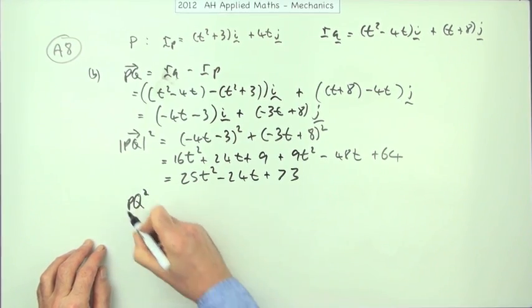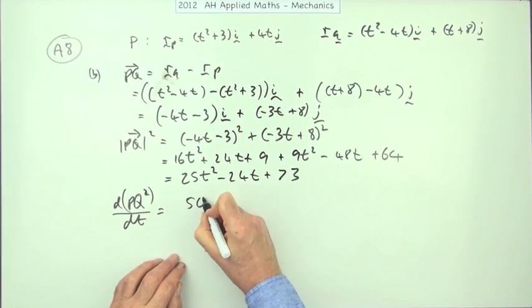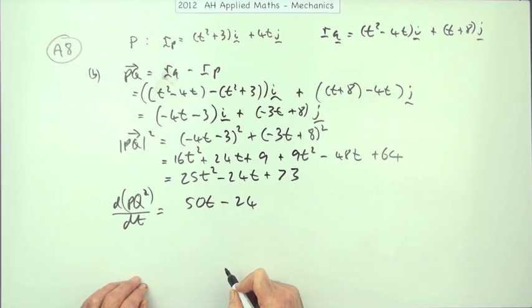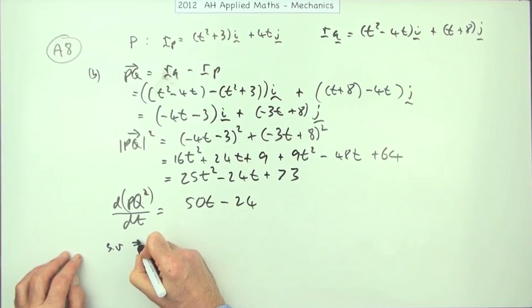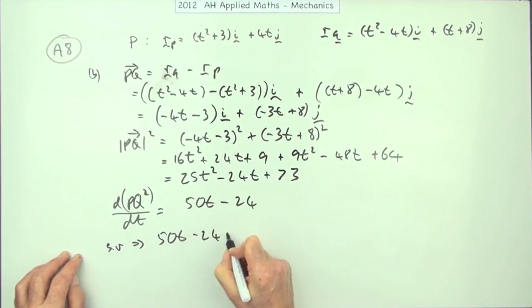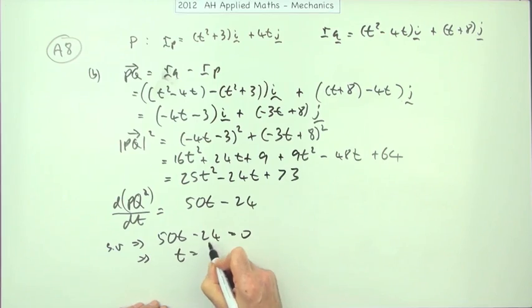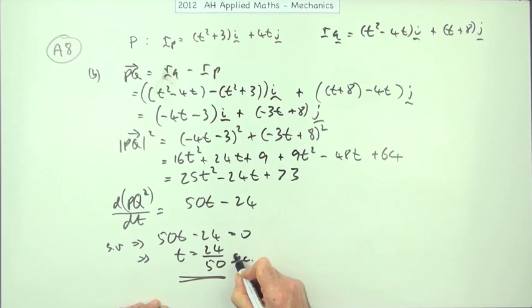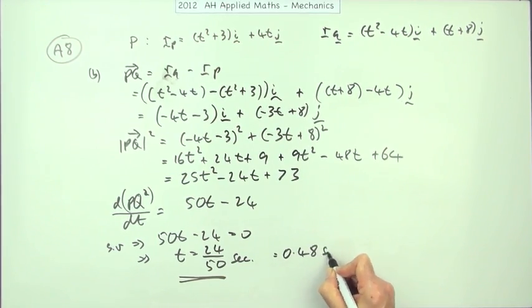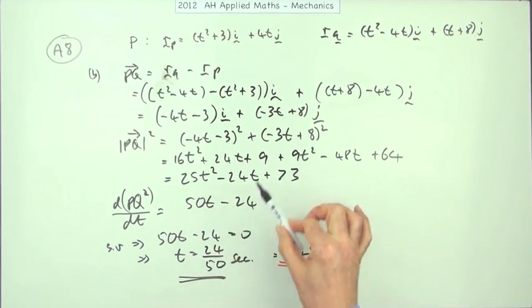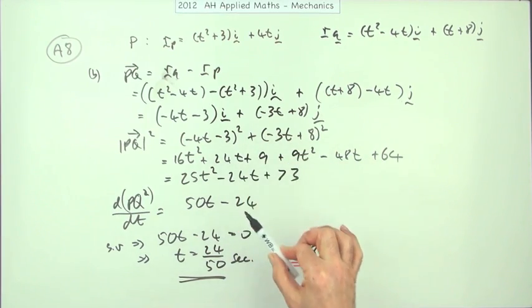squared. So if you differentiate that with respect to time, you're going to get 50t minus 24, and that will be at a stationary value. Stationary value means that 50t minus 24 is 0, which means that t equals, it's not very neat, 24 upon 50 seconds. Or if you like, doubling the two parts, 0.48. 0.48 seconds.